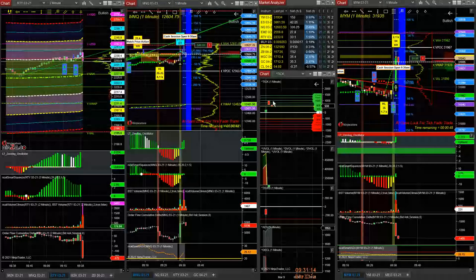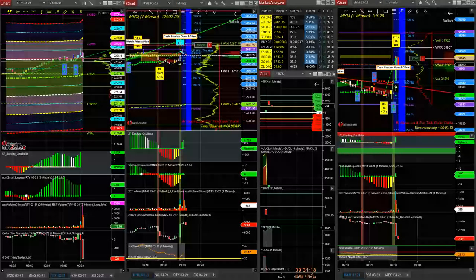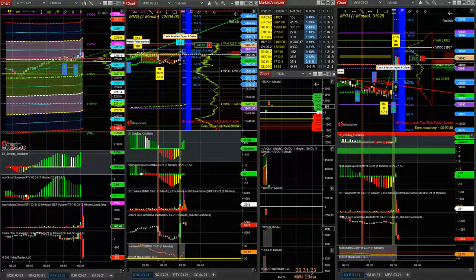Tick went up to 1,000. We get the initial open pop, and we take the trade off. All right, we can take it off right here for maybe a $50 win. Okay, why don't we hold it a little longer?